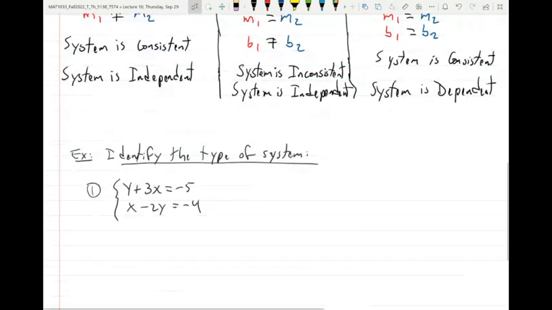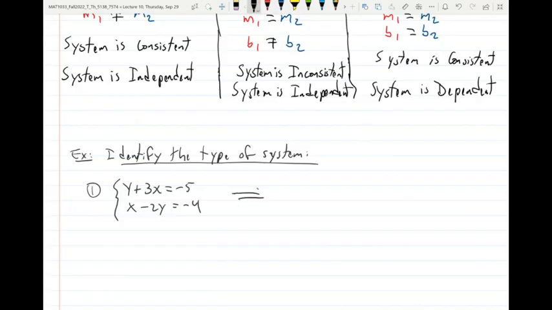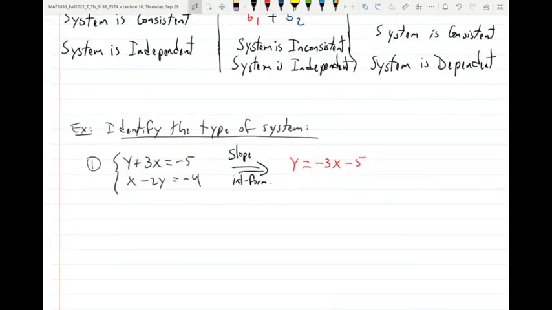For this, we need to know the slopes, right? So how do we know the slopes? What should be the first step? Put it into slope intercept form. So the first thing that we should do is write it in slope intercept form. The first one is easy. Just move the 3x to the other side. So that is y equals -3x minus 5. That's the first equation.